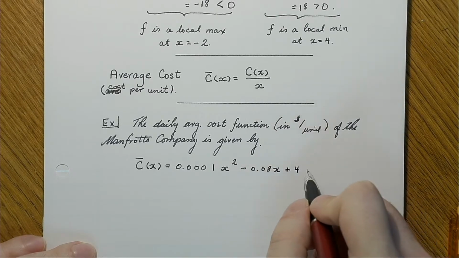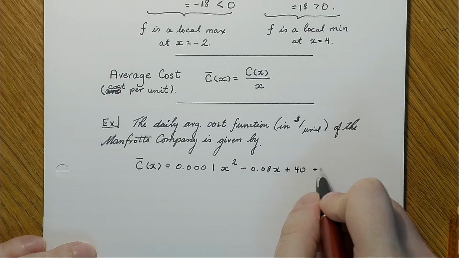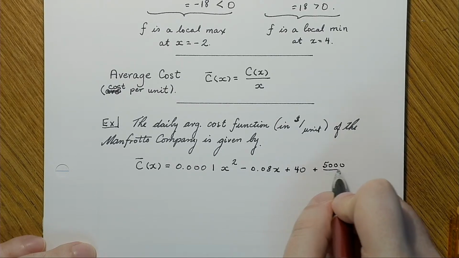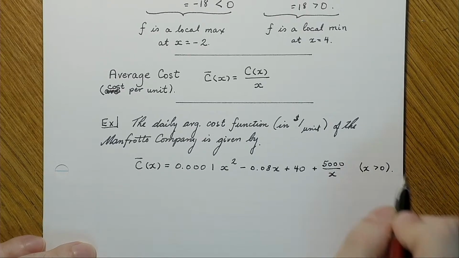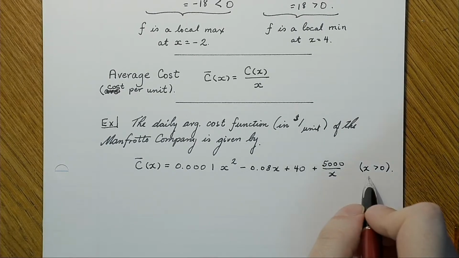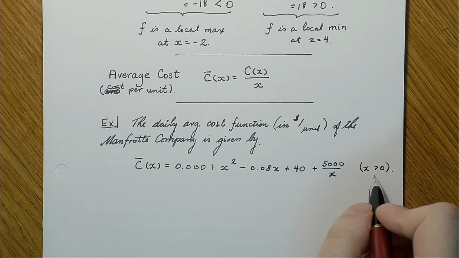So this is the average cost function that they have. And this is for the domain where x is greater than 0.